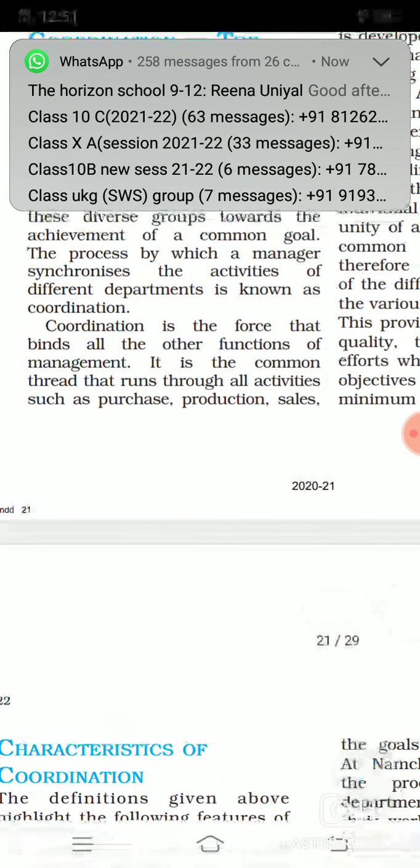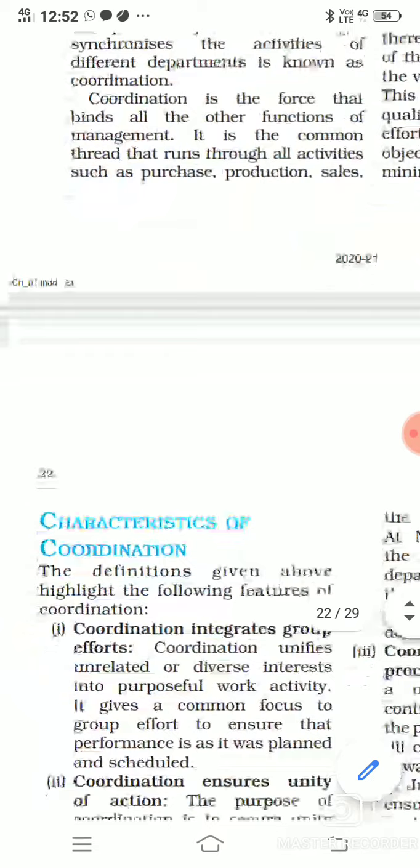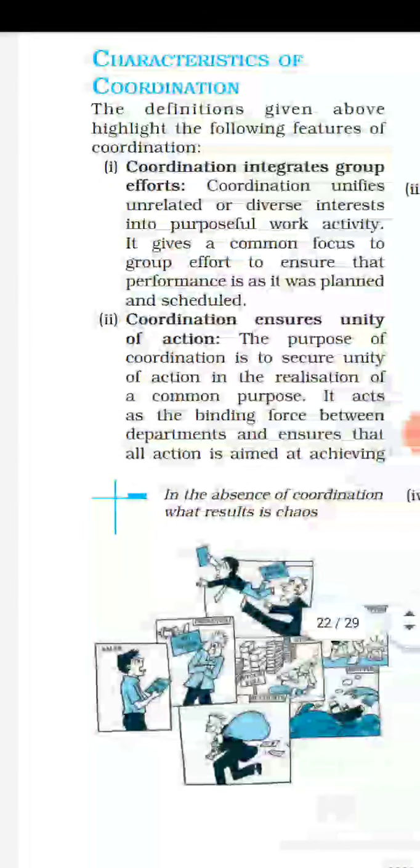Right. In coordination, you can also understand it by a definition that it is basically a force which is binding all other functions of management in one manner only. That is, it is a force that binds all the functions of management in one manner, holds them together, so that a common objective can be achieved. Now let's see the characteristics of coordination.